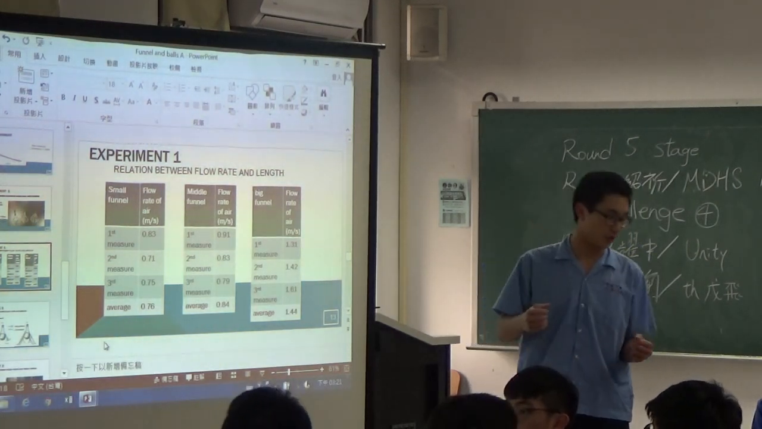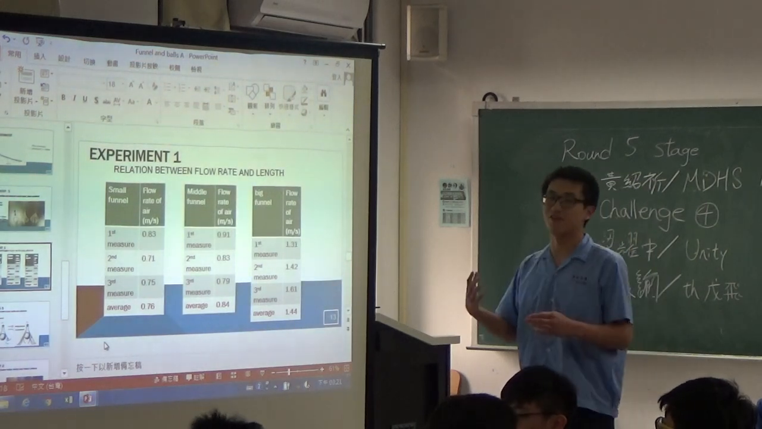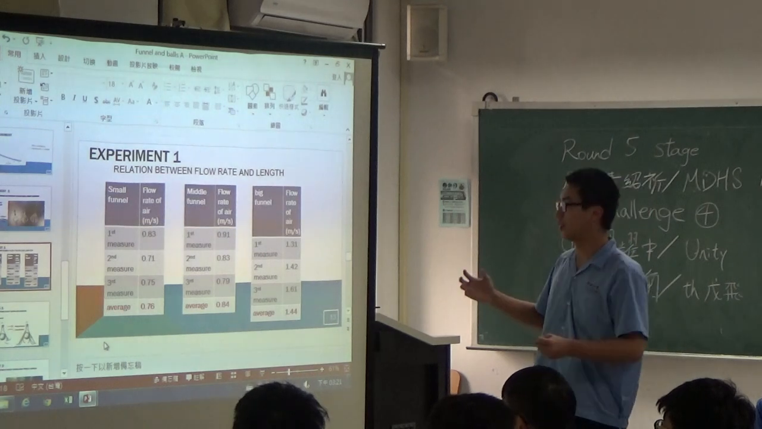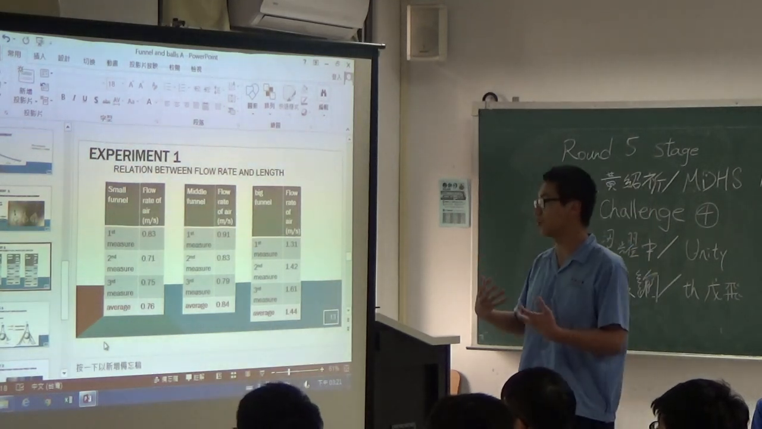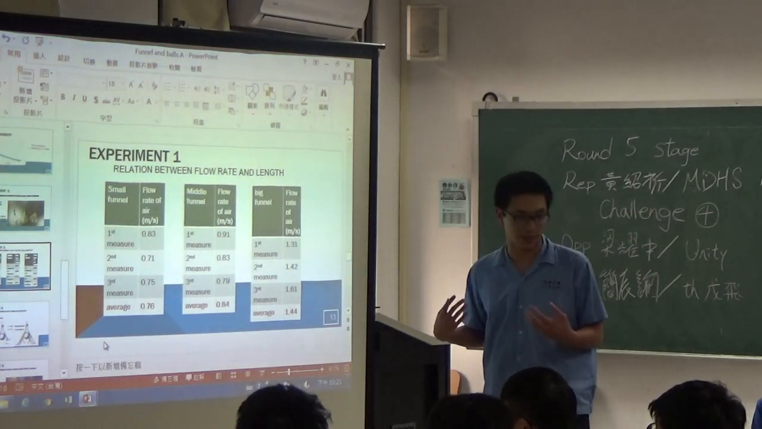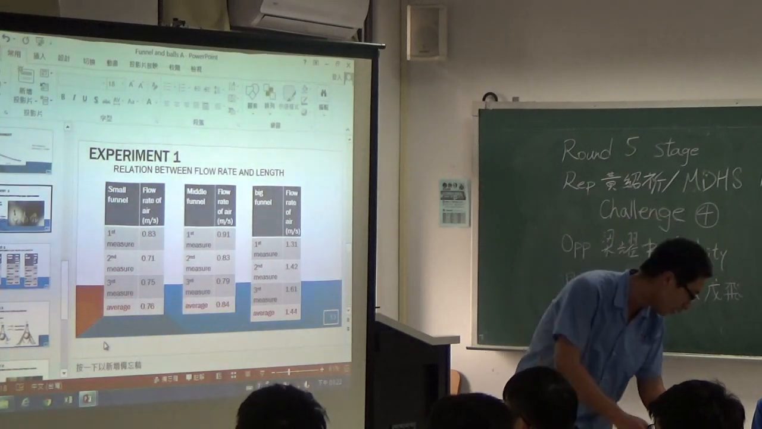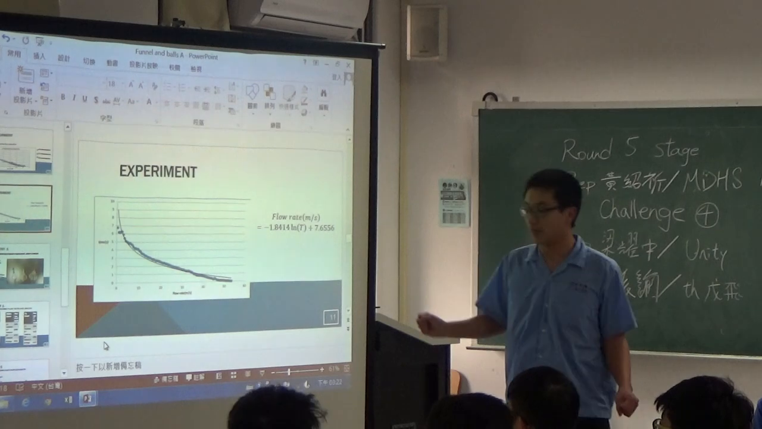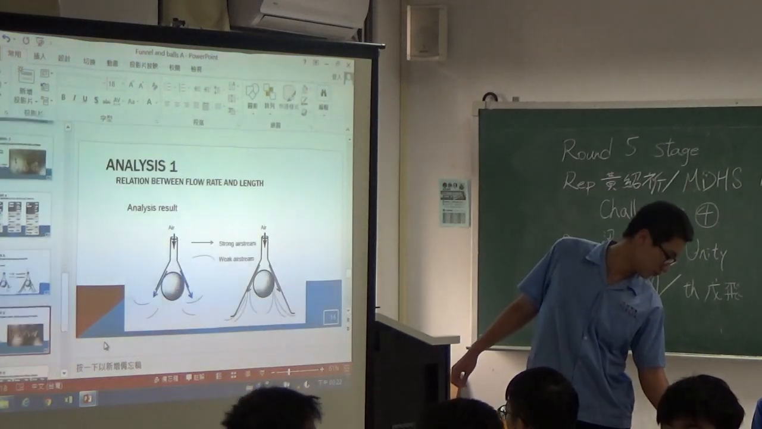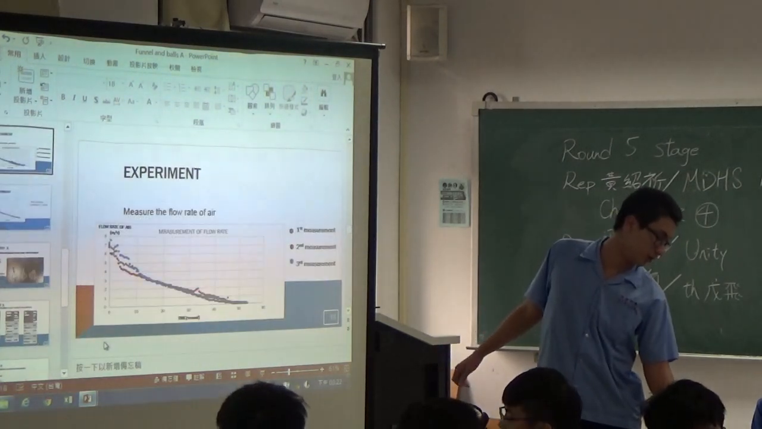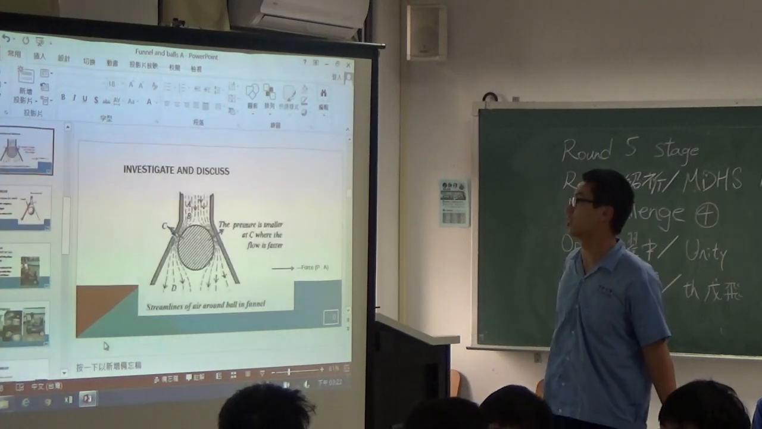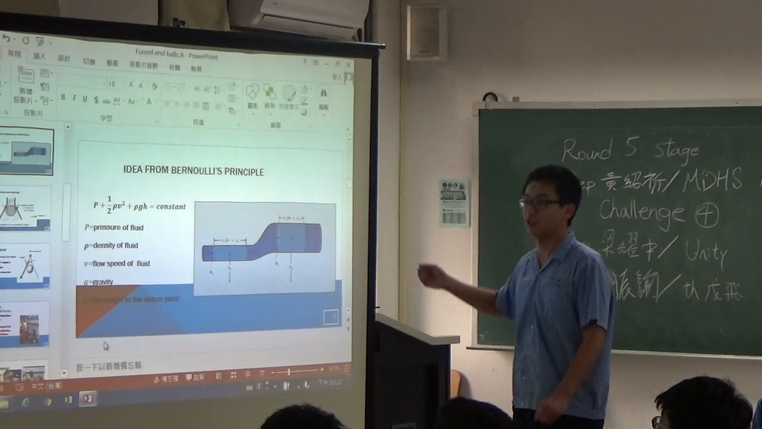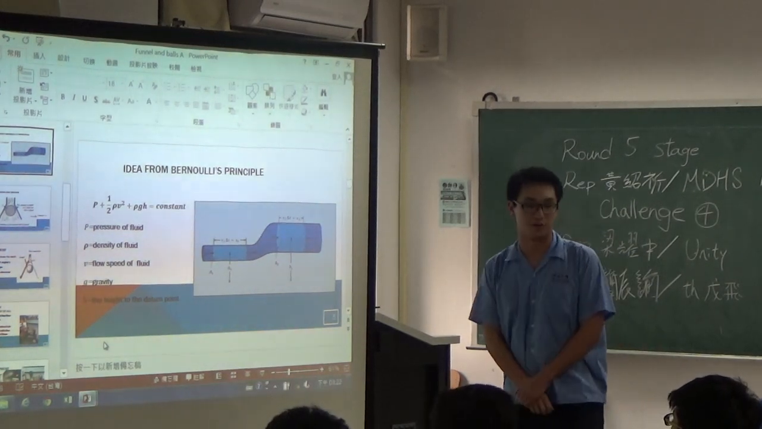And for the reviewer, I think you gave a very good review of my project, and you gave me many pieces of advice, like having error bars on this experiment data, and explaining the continuity equation on this picture. This is all of my remark. Thank you.